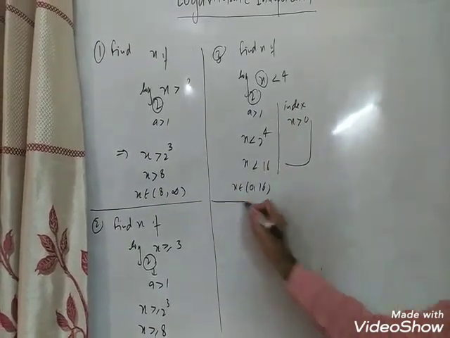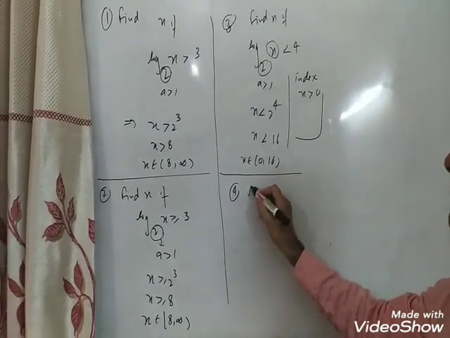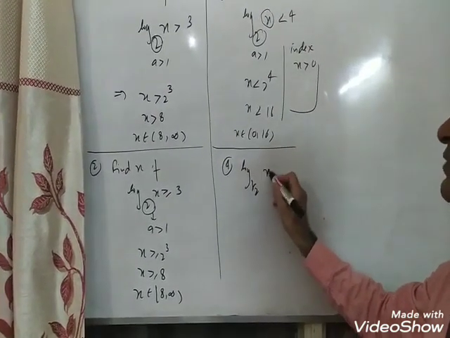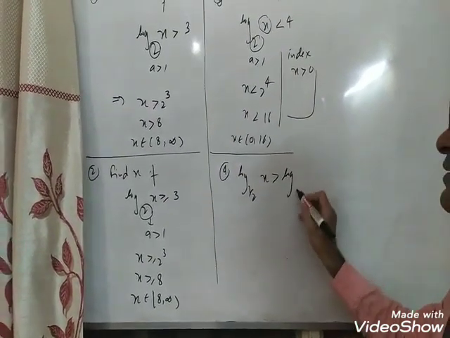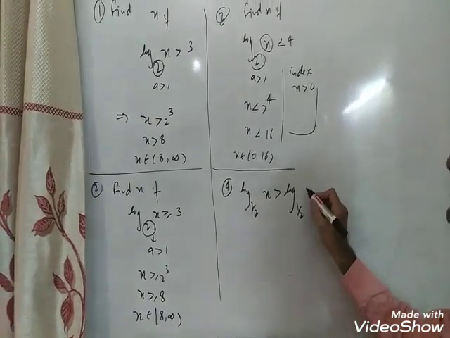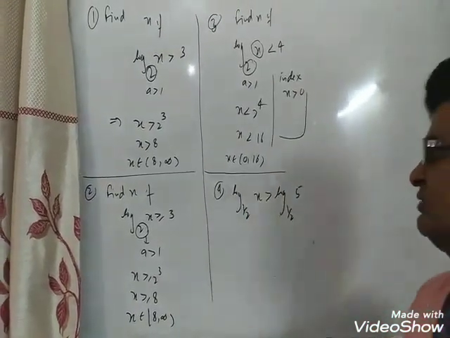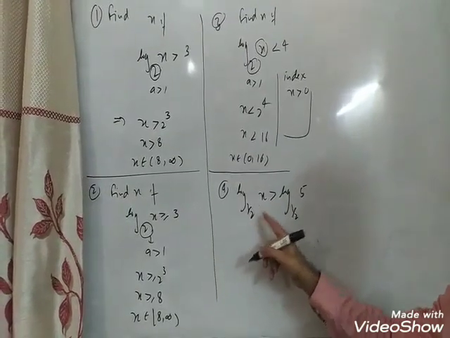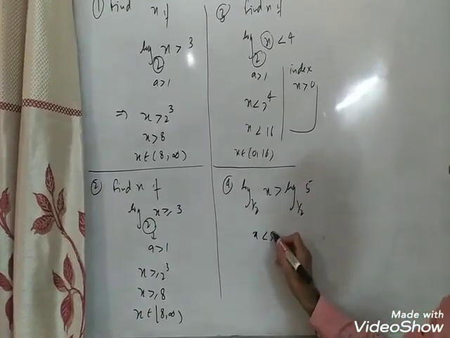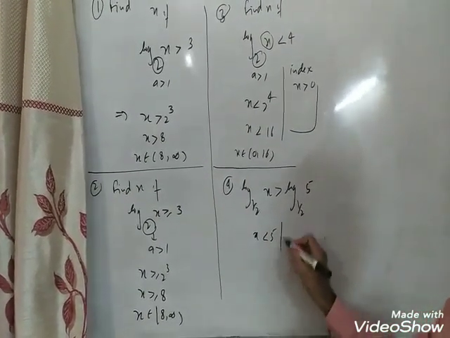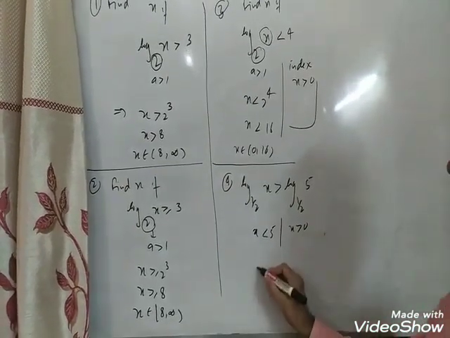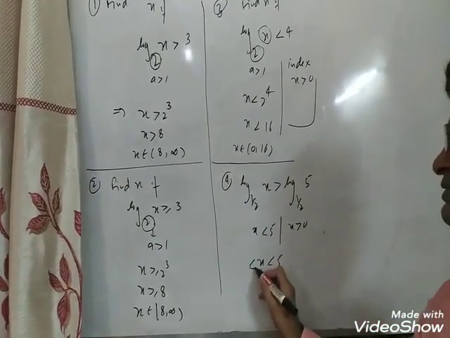So you can use this. Similarly, if log base 1 by 2 of x is greater than log base 1 by 2 of 5. So now you see the base is less than 1, so there will be a change in the inequality. x will be less than 5 and the argument will be greater than 0. So the answer is from 0 to 5.